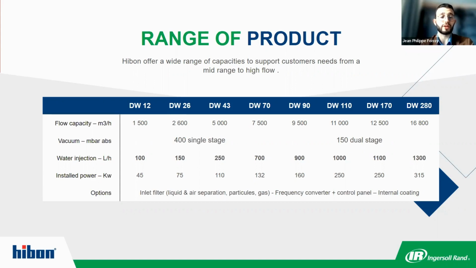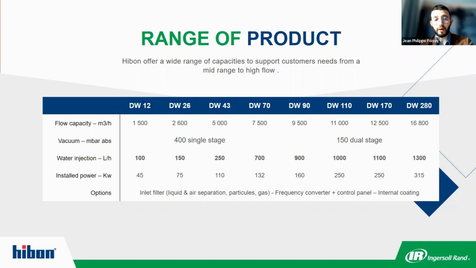All those figures that you can see here in the table are the maximum consumption. That means any DW90 could be running with a 600 liter per hour water consumption, and with an installed power of 90 kilowatt, for example, instead of the 160. We are only stating the maximum that we can do with that.